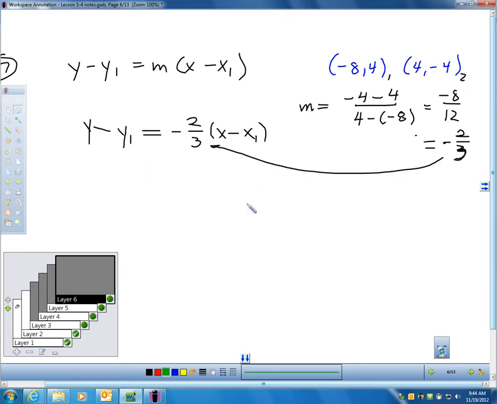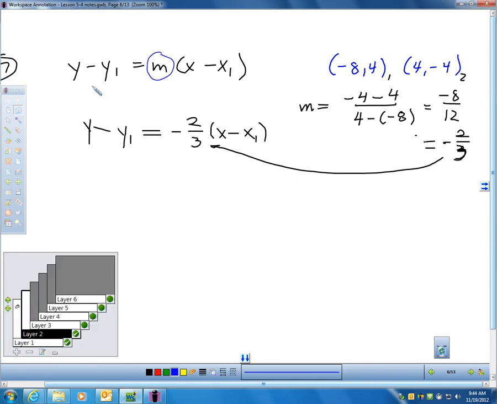Let's use our slope formula. And I'll call this point 2 and this point 1. I'm doing negative 4 minus 4 for my y's. That's negative 8. I'm doing 4 minus negative 8 for my x's. That's 12. And negative 8/12 is negative 2/3, which I'm going to plug in for my slope. You can see I plugged in negative 2/3 here for my slope m.